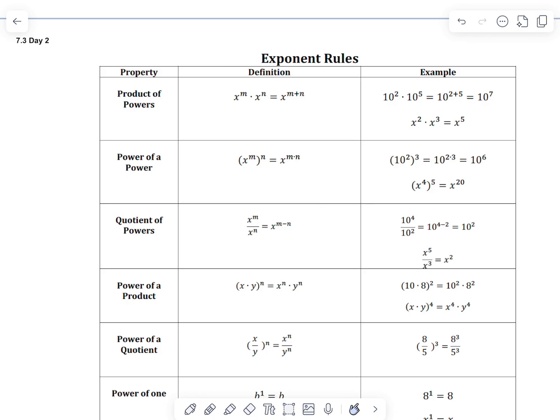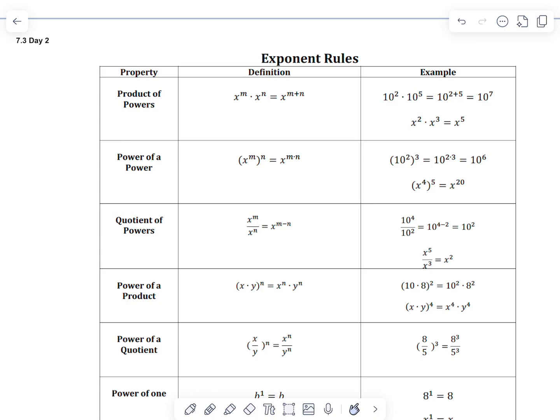All right, this is an example set of the exponent rules. So the chart shows you the property on the left. In the middle is the definition of what it would look like, and then some examples off to the right. So the first property is the product of powers.